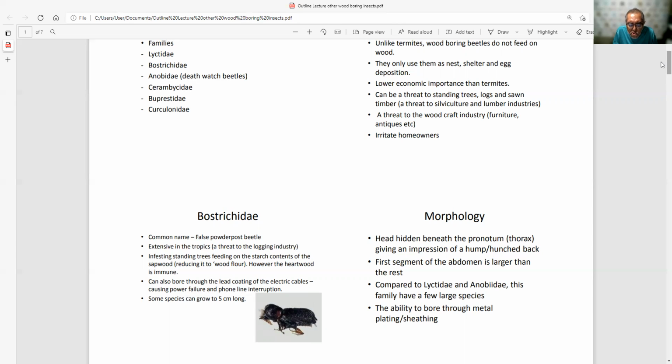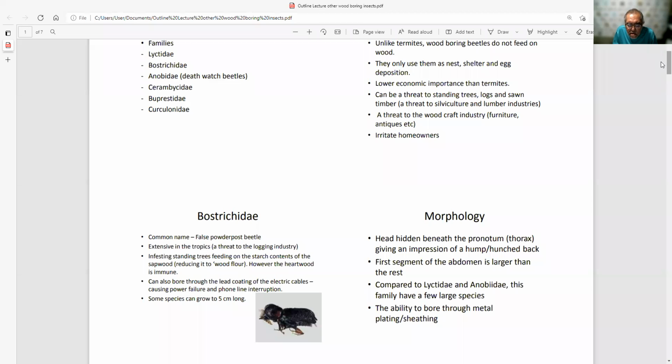Dibina daripada cellulose, the toughest carbohydrate on earth. Okay, can also bore through the lead coating of electric cables. You see how tough they are? They can actually bore through the lead coating ataupun lapisan pelambang pada kabel elektrik, causing power failure and phone line interruption. Why do they want to do that? Because of the clicking sound, because of the heat being emitted.